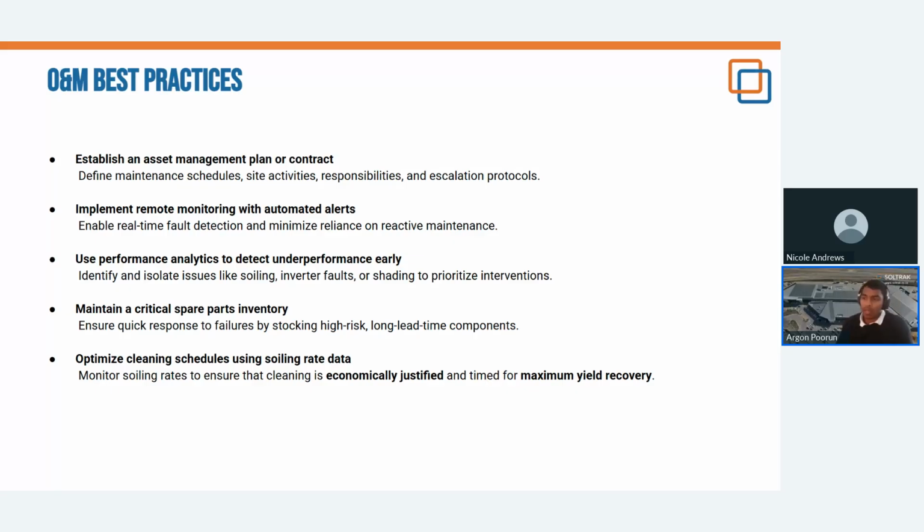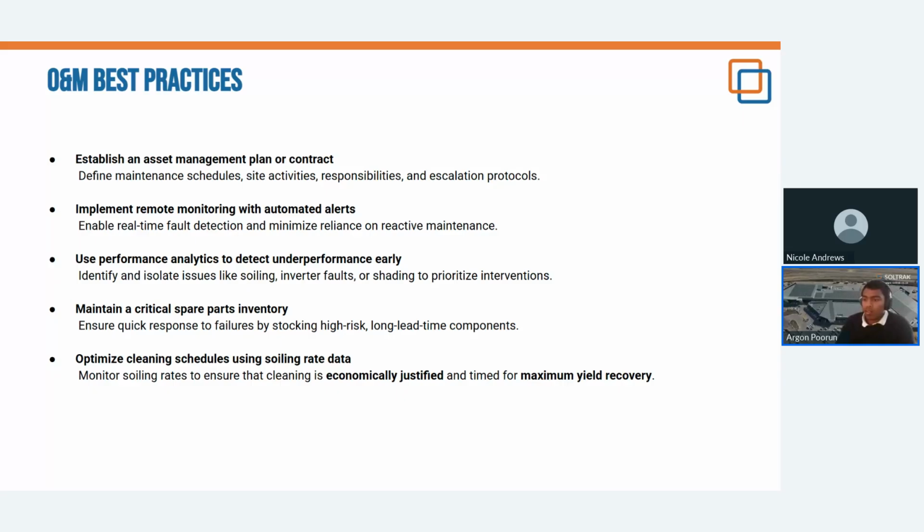The next would be implementing remote monitoring with automated alerts. This allows you to enable real-time fault detection and minimize reliance on reactive maintenance, so using data to preventatively reduce the impact of underperformance effects. The next would be using performance analytics to detect underperformance early. So again, as I mentioned, I've just gone through some of the metrics that we can use from a monitoring perspective to identify the impact of certain effects, whether there has been a fault or whether there is soiling taking place.